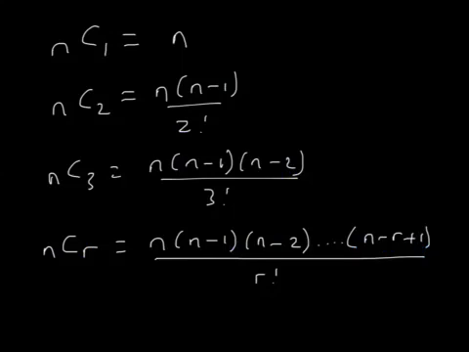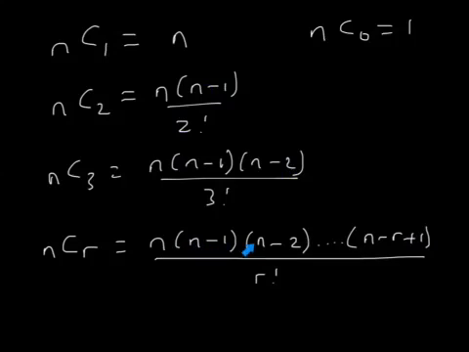So this is the general term. We've got the first term, which is always going to be 1, second term, third term, fourth term, and so on. nC0 is 1. So the first term is 1, second term, third term, and so on.